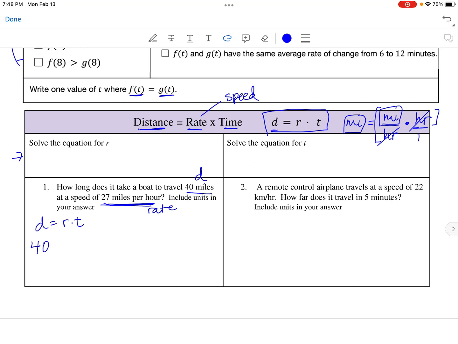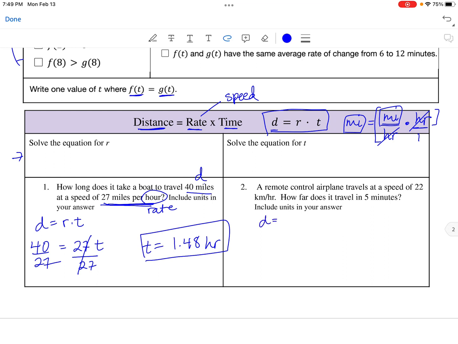equals 27 miles per hour times time. So we can divide both sides by 27 to get t by itself. And then we get the time equals 40 divided by 27 is 1.48. Now we have to put the units, so it's time, and we have to look at what the time units are in this problem. Well, it's miles per hour, so time is going to be in hours, not minutes or seconds.